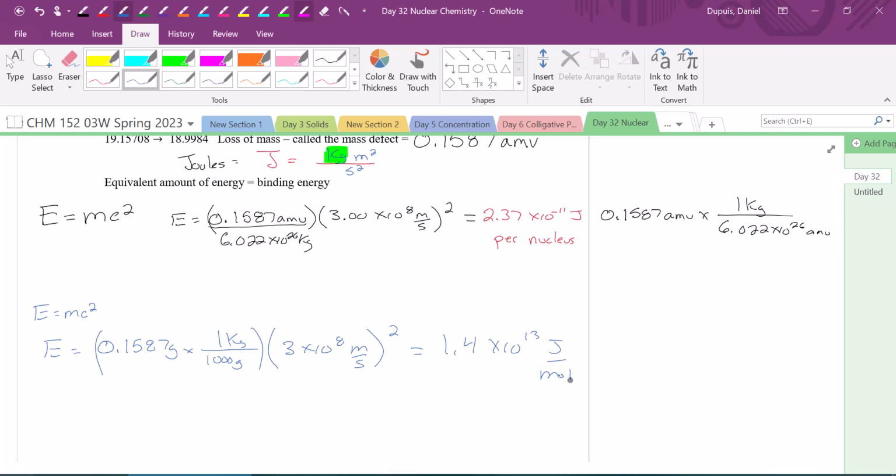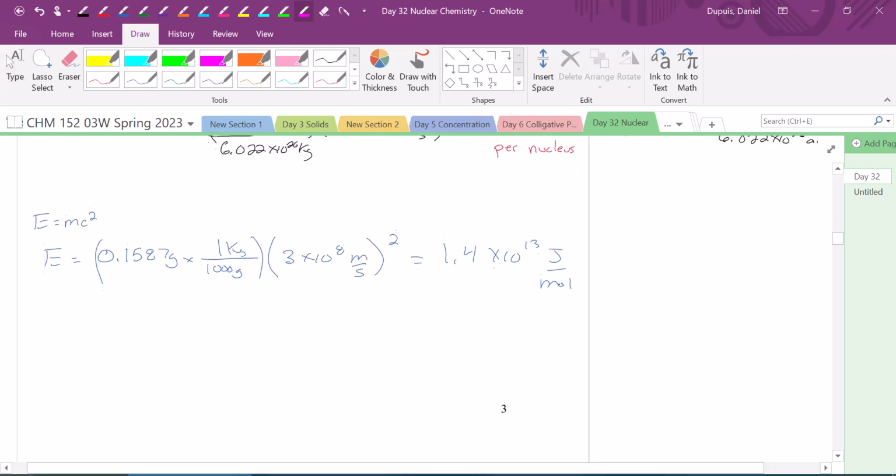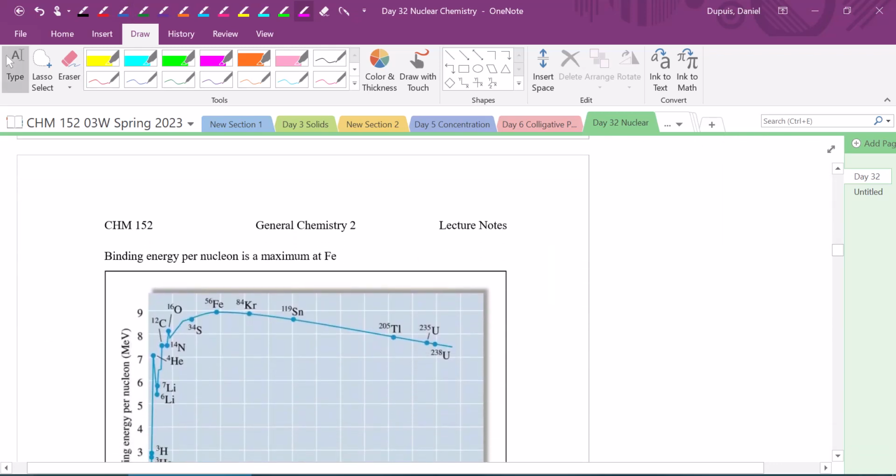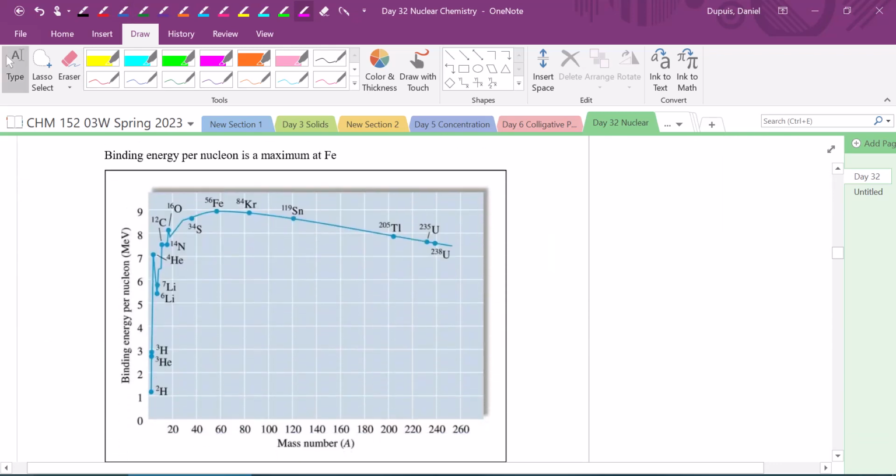And so, because of that, we try to utilize that energy. We'd like to utilize that energy. And so how much energy do we have? Well, if we look, it's a maximum in iron. But these are the nuclear binding energies per nuclei. What's holding them together.